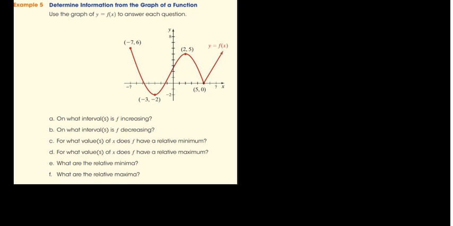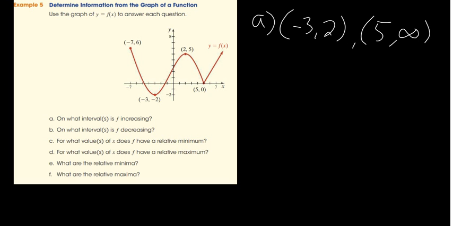Alrighty, so this reads, use the graph to answer each question. Easy enough. So A, on what intervals is f increasing? Well, we just got done doing an example like this. It looks like it is increasing from -3 to 2. It looks like we're going up. It also looks like we're going up from 5 to infinity. So we are increasing on the interval from -3 to 2, and also from 5 to infinity.